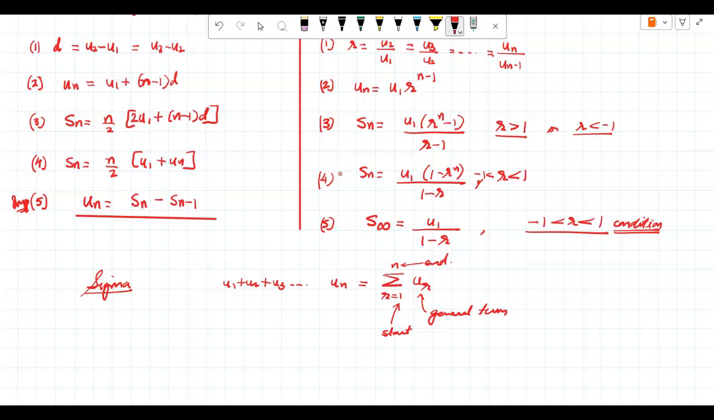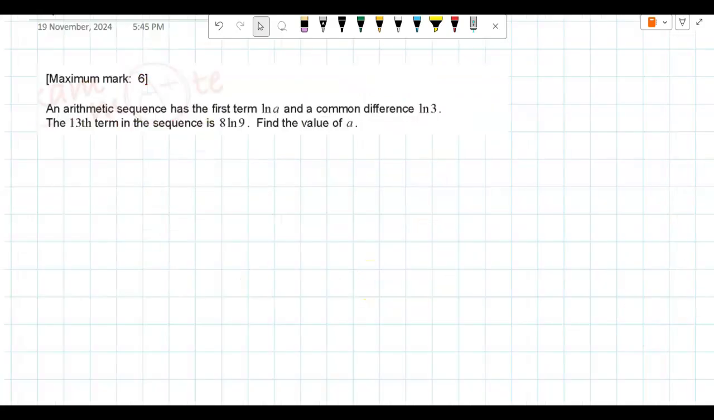So sigma is sum. The general term is ur, and r is your variable which takes values from 1 to n. So first you take r as 1 and you get u1 plus, then you take r as 2, you get u2 plus, then you take r as 3, you get u3, and so on up to un.